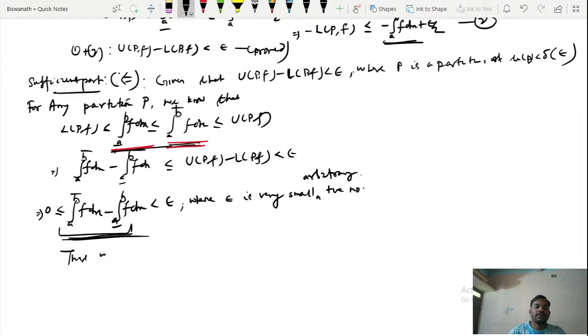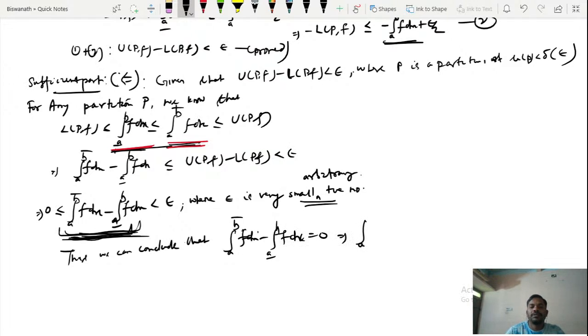Thus we can conclude that this thing is equal to 0. That means if you take any small positive number, the difference is always less than that, so its value is equal to 0, since it can never be negative. So we conclude that the upper Darboux integral of f dx minus the lower Darboux integral of f dx equals 0. This implies the upper Darboux integral of f dx is equal to the lower Darboux integral of f dx. So this is the proof.